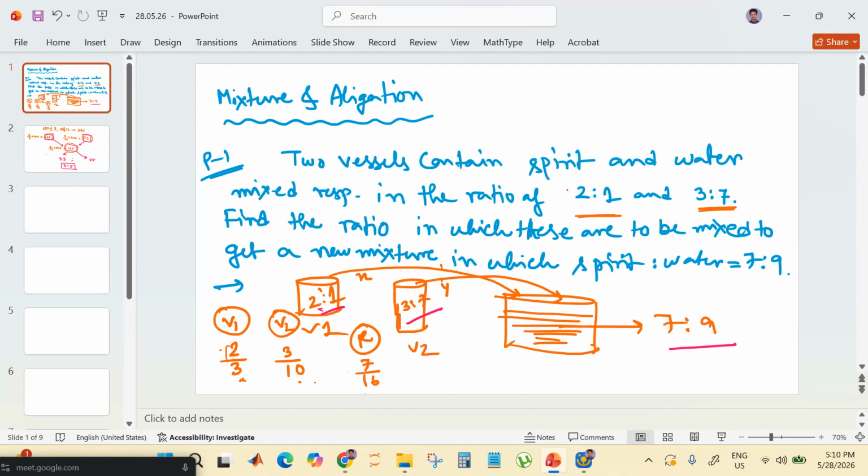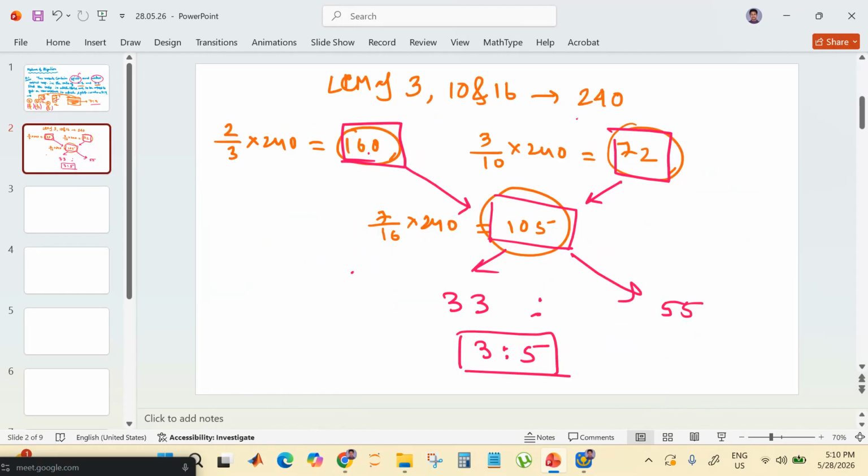So we can take only one, that is spirit or water. If you take spirit, then find the spirit ratio. It is 2 by 3, it is 3 by 10, it is 7 by 16. So take the LCM of the denominators. So it is 240 and multiply with all the ratios. You will get three integers. Then just subtract this cross, 160 minus 105, it is 55.